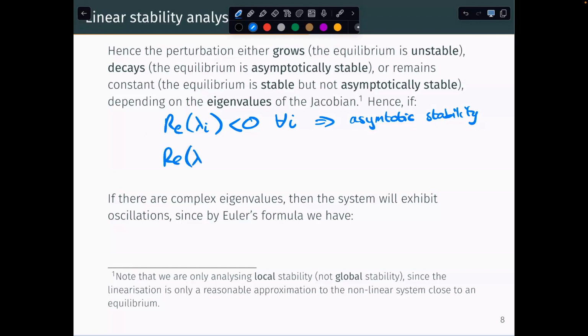If the real part of any of our eigenvalues, it doesn't have to be all of them, so for at least one i, if at least one of your eigenvalues has a positive real part, then the perturbation is going to grow away from our equilibrium. That means that it is unstable. These are the cases that we really care about.